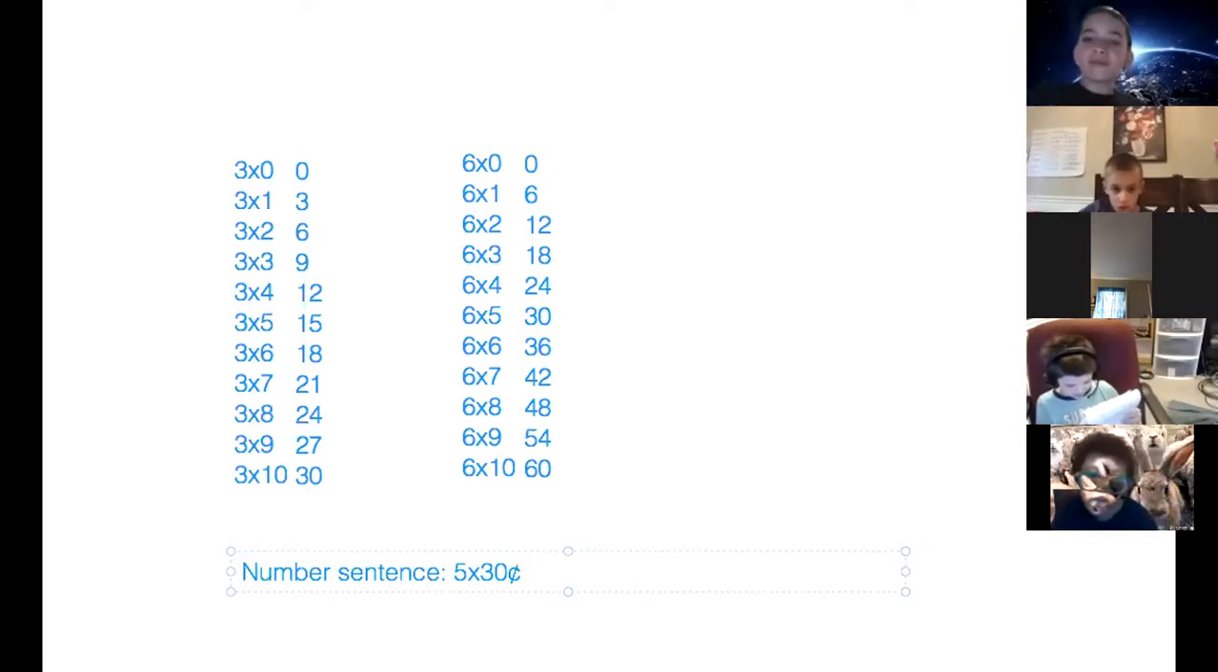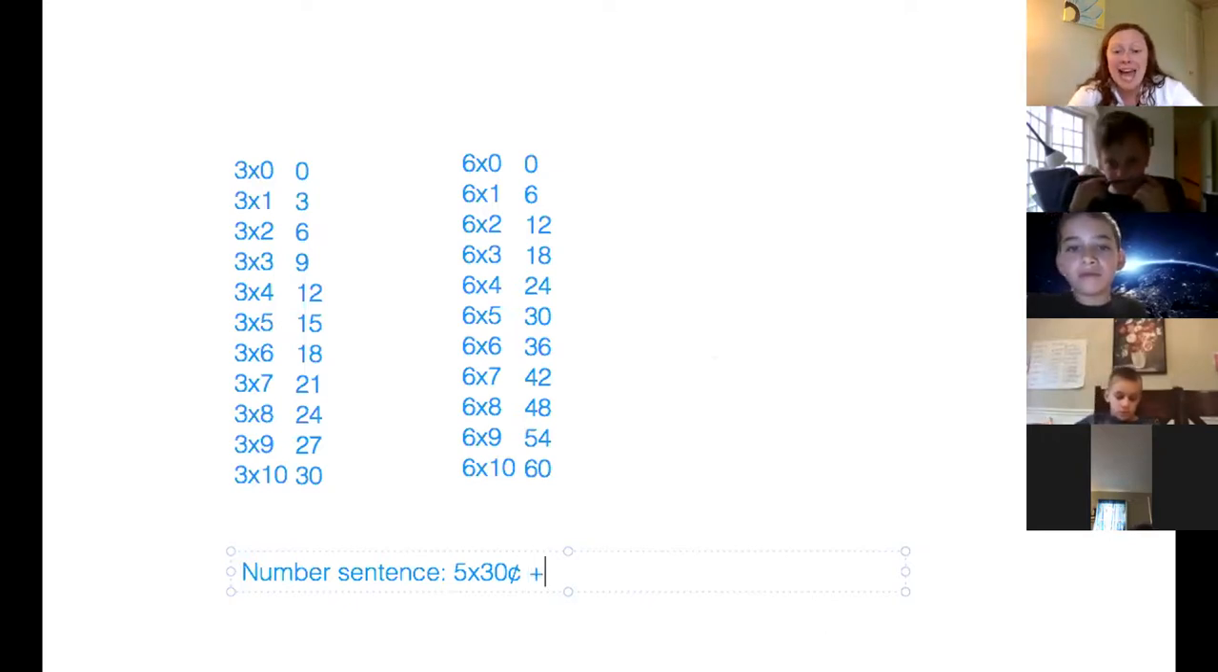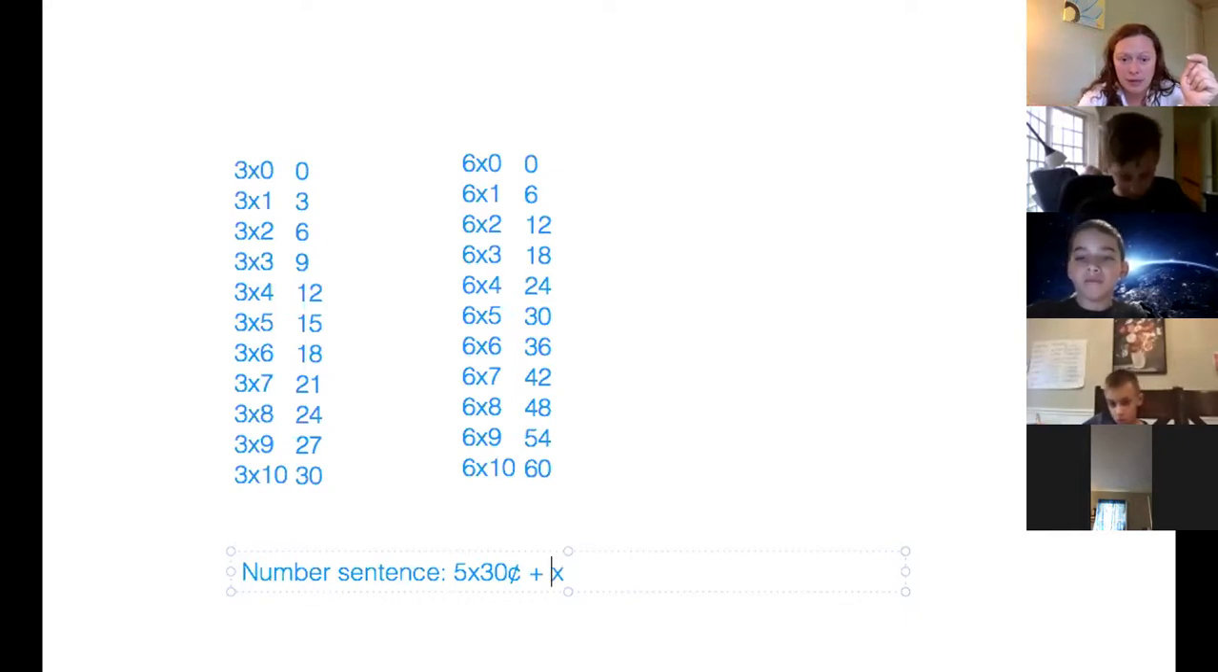All right, so back to TT. So the number sentence, we know we have 5 pencils and they each cost 30 cents, so we're multiplying. And then we're going to have to add 2 books. So TT, if each book costs $1, are we adding or multiplying? Multiplying, because each book is $1, right? So we're going to need to multiply those. If we had 3 books, we would multiply. Okay, so 2 times $1, and then equals.